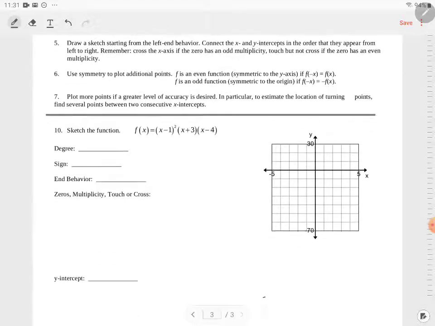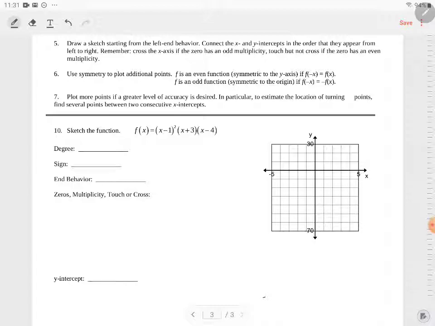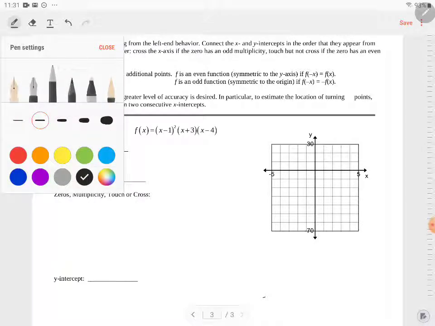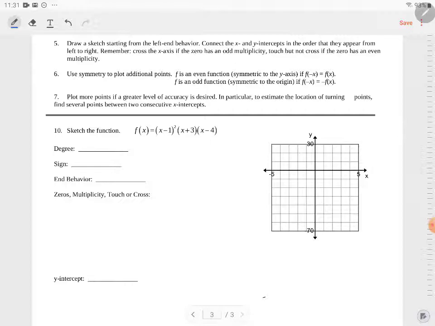Okay, so if it's not a polynomial, we cannot even begin to talk about the degree. All right, so let's do this one here. Notice what I'm going to ask you guys: degree, sign, end behavior, zeros, multiplicity, touch or cross. The zeros are actually the x values, the x-intercepts, and then what the y-intercept is, and we'll sketch it.